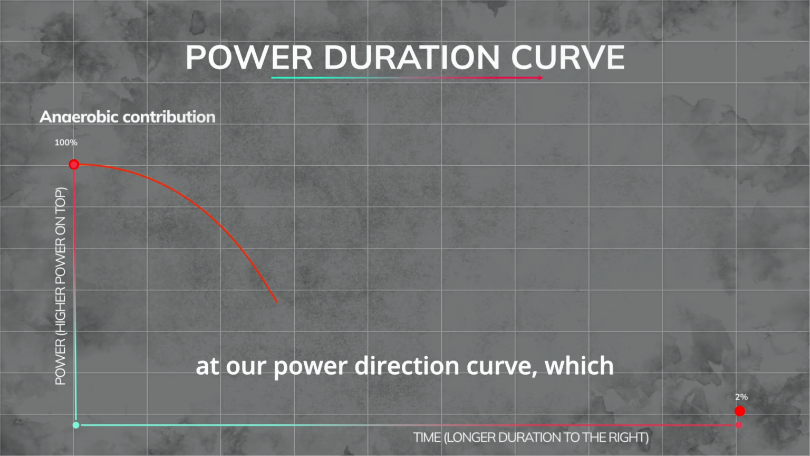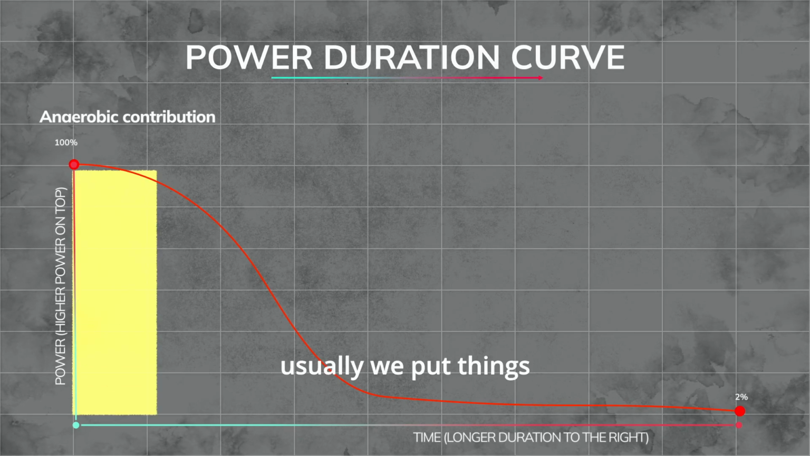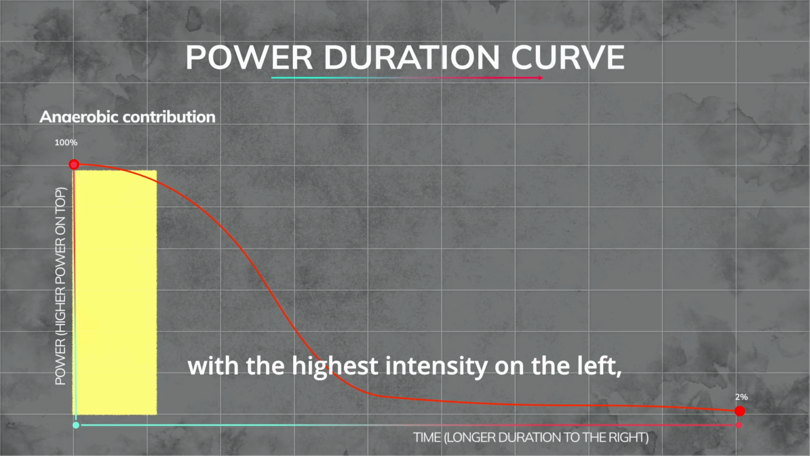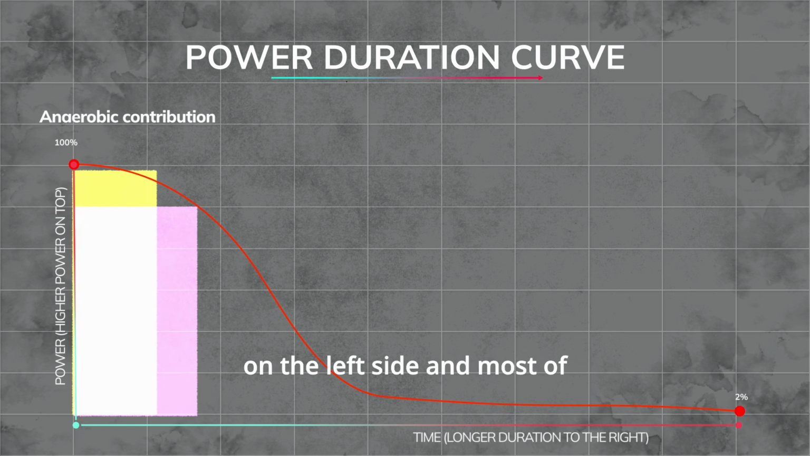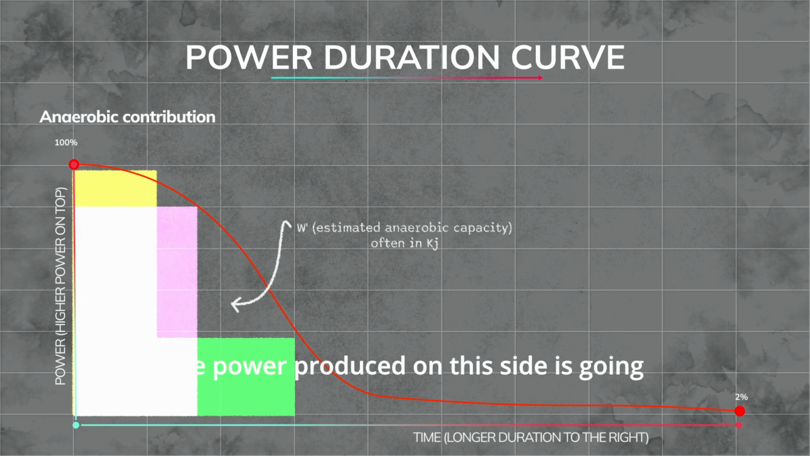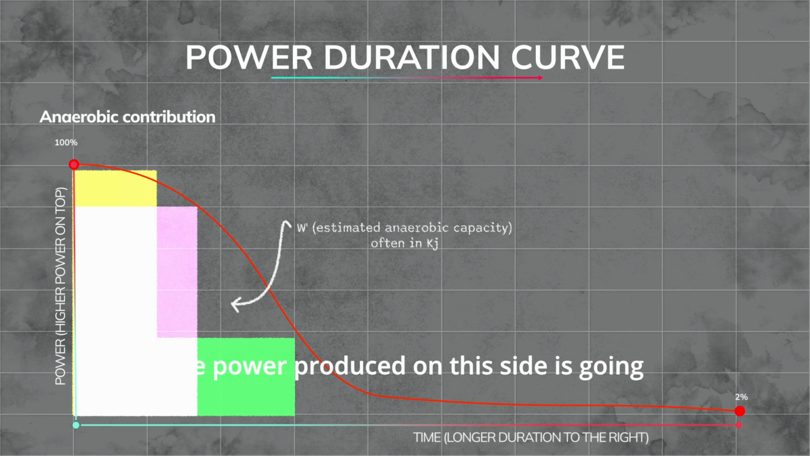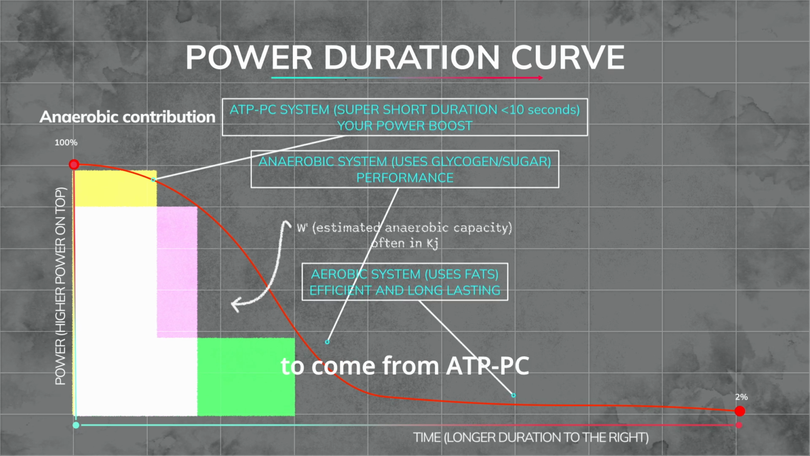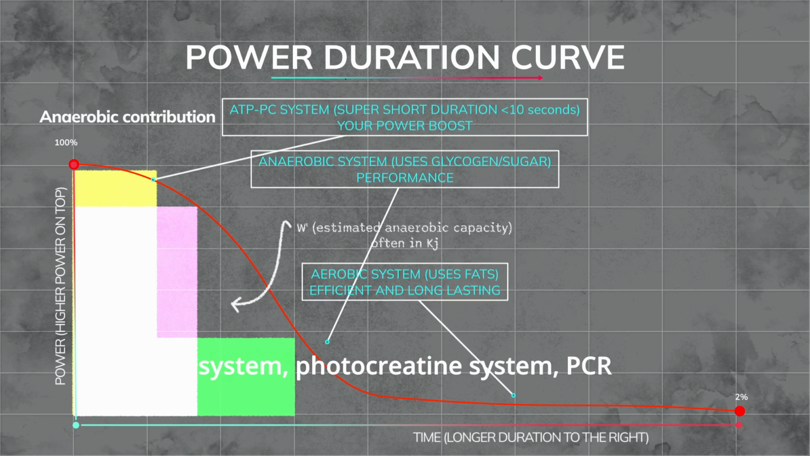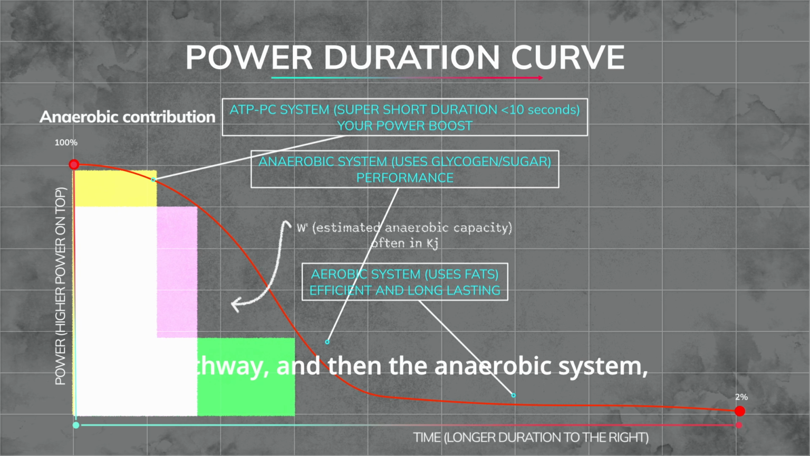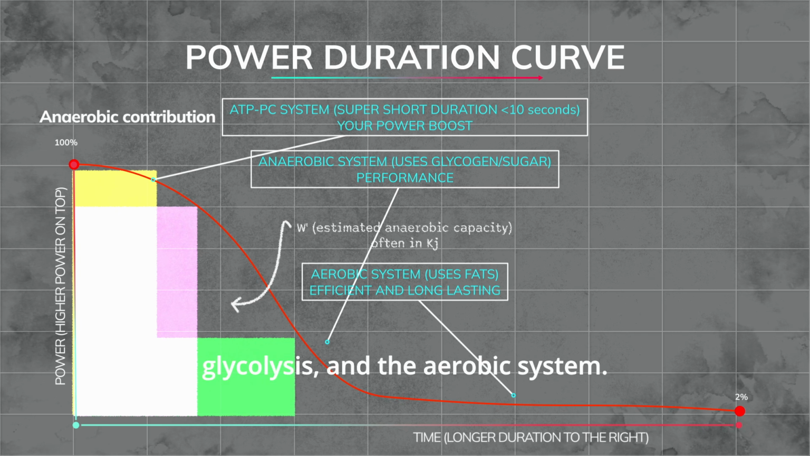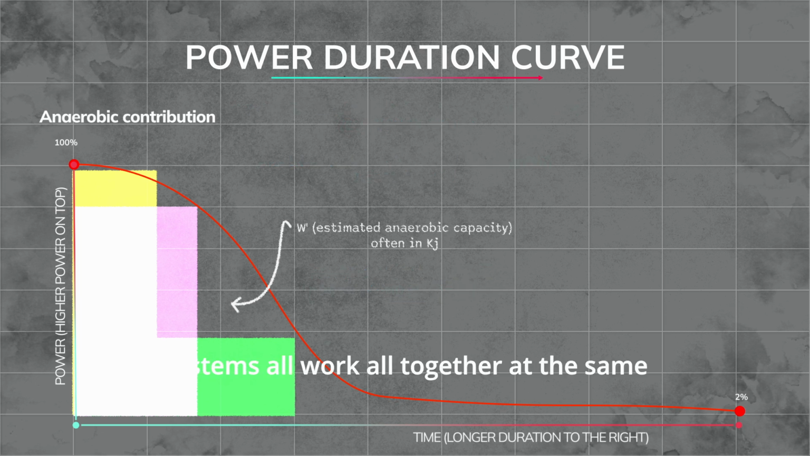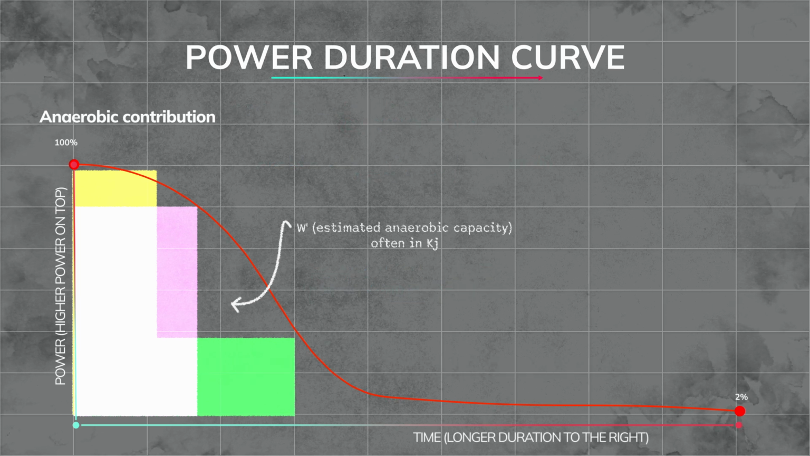If we look at our power duration curve, where we usually put the highest intensity on the left, you will have very high values on the left side, and most of the power produced on this side is going to come from the ATP-PC system, the phosphocreatine system, the PCr pathway, and then the anaerobic system, which will be anaerobic glycolysis, and the aerobic system. These systems all work together at the same time.